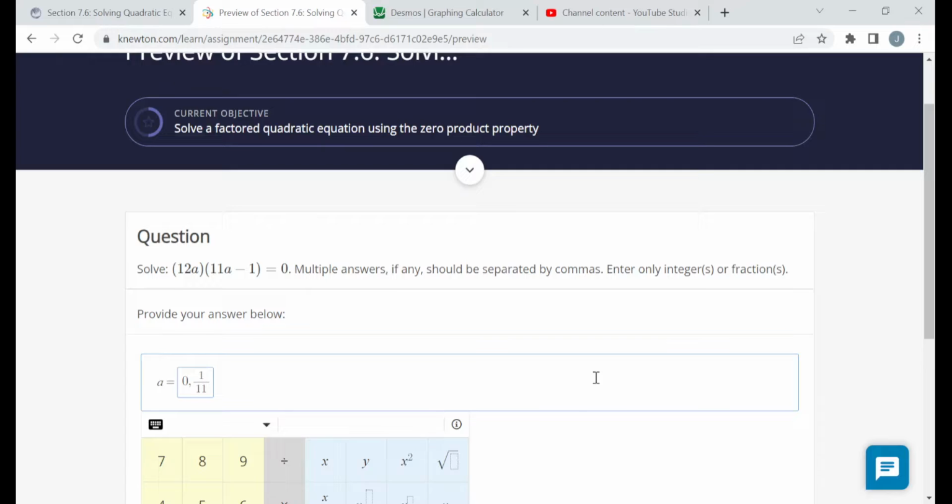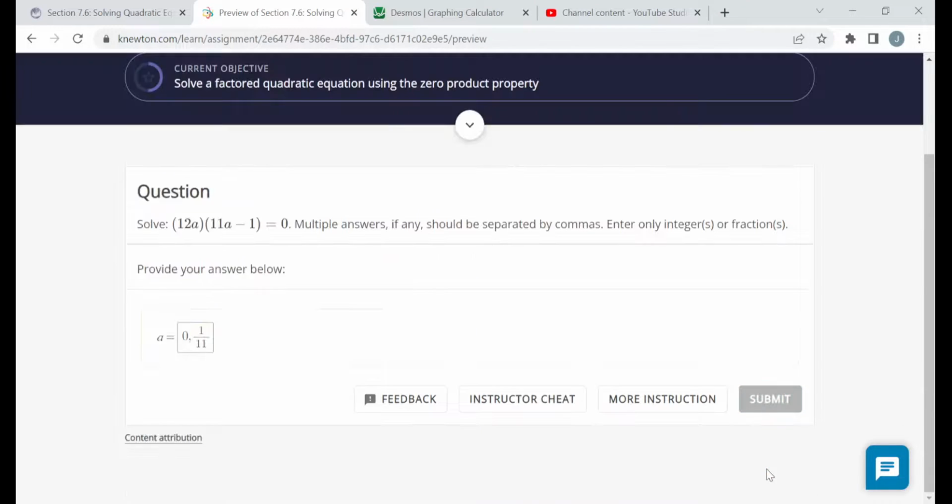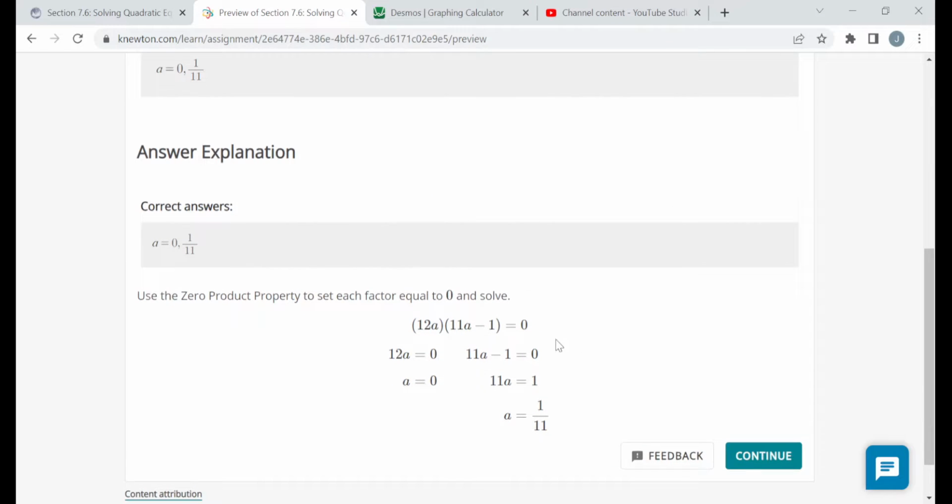So 0, 1/11. Right? This should be the easiest of the three objectives, in my opinion. They've already got it written out as a product equal to 0, so you can apply the zero product property right away.